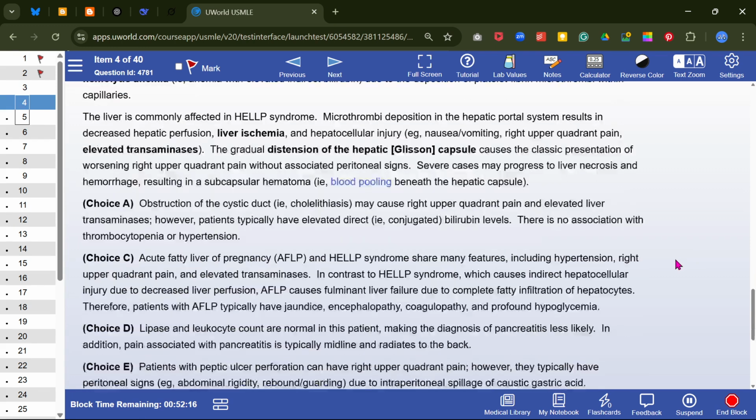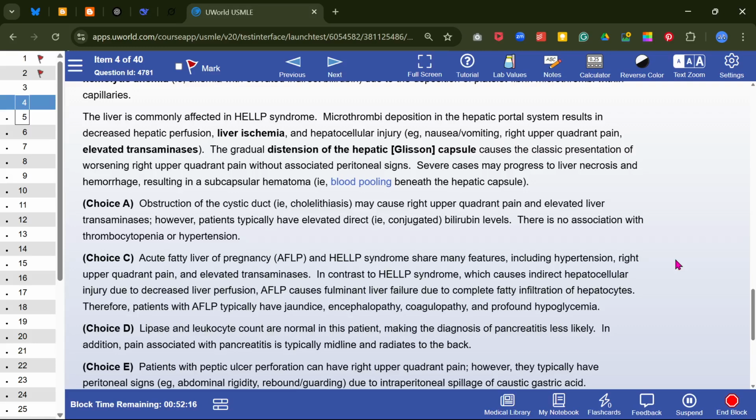Obstruction of the cystic duct by cholelithiasis may cause right upper quadrant pain and elevated liver enzymes. However, patients typically have elevated conjugated, or direct, bilirubin. There is no association with thrombocytopenia or hypertension.